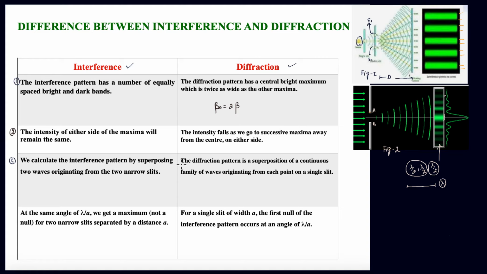बट आप यदि डिफ्रैक्शन पैटर्न में आप देखें, so there is only single source of light. The light, a plane wavefront will strike on the aperture AB, which is very narrow, and then you will observe the diffraction pattern on the screen. So here diffraction pattern is a superposition of a continuous family of waves. Now this is very important for me to explain this. Originating from each point on the single slit.